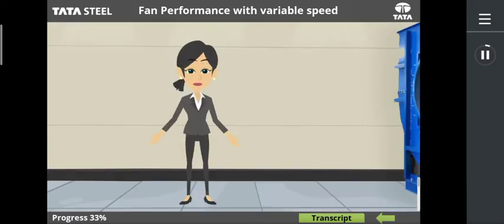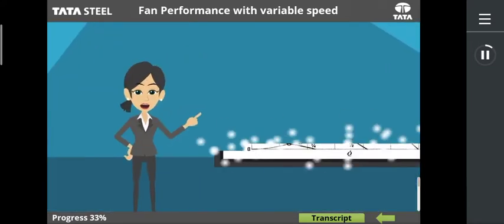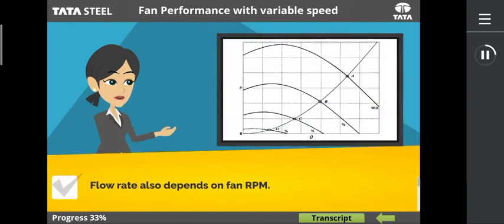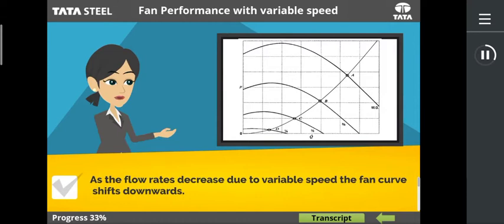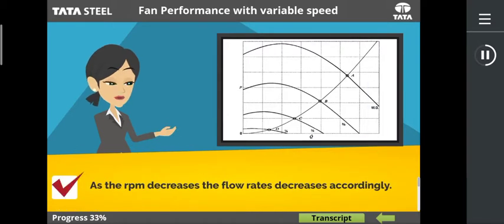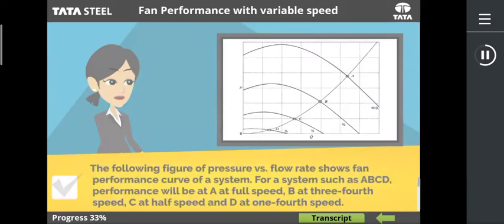Continuing with the topic, fan performance. Next, we'll look at fan performance with variable speed. Flow rate also depends on fan RPM. As the flow rates decrease due to variable speed, the fan curve shifts downwards. As the RPM decreases, the flow rates decrease accordingly.